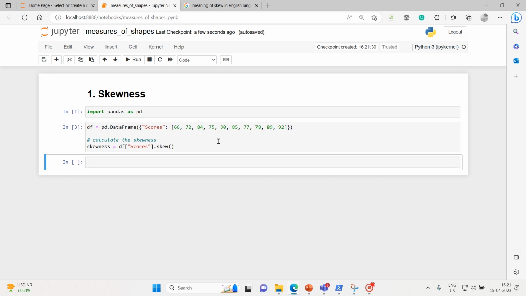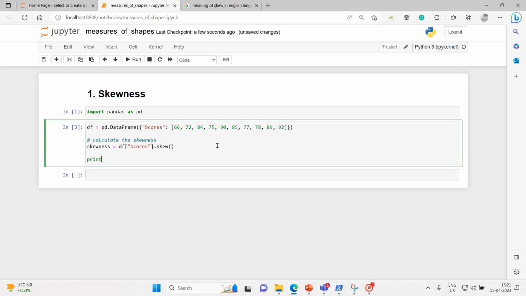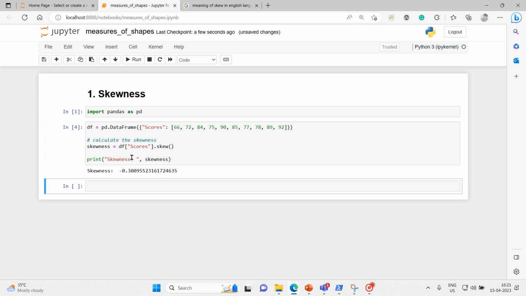So let me print the skewness now. Skewness is minus 0.3009. So what would it be if the skewness is lesser than 0? If the skewness is 0, what is it, and if skewness is greater than 0, what is it? I am asking you, just answer me the question.